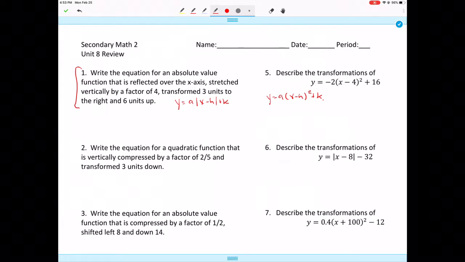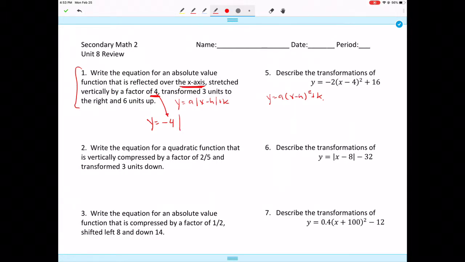All right, so here we'll continue. It says it's reflected over the x-axis. So that means that a is negative. And then it says that it's stretched vertically by a factor of 4. So that comes from that. If it was compressed, this number would have to be less than 1. And if they didn't say anything about reflecting over the x-axis, then this would just be positive.